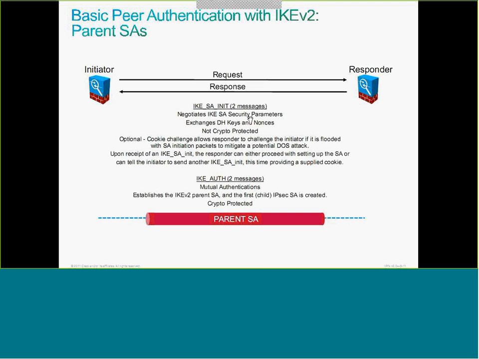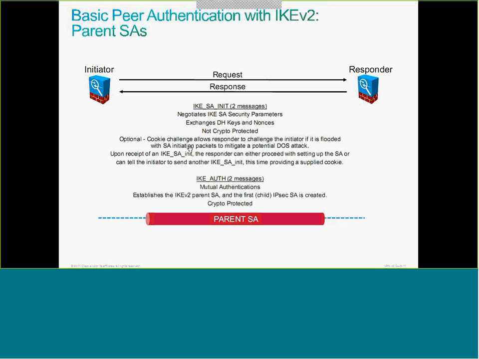Okay, so they'll negotiate those security parameters, which are basically two messages. So they'll exchange the Diffie-Hellman keys and the encrypted nonces if you're utilizing that. But the bottom line is they are going to establish the Diffie-Hellman session between the two peers. Now, optionally, they do have a cookie challenge.